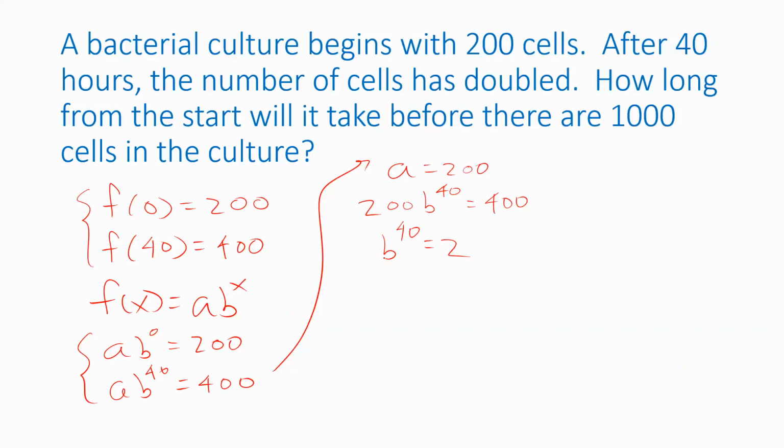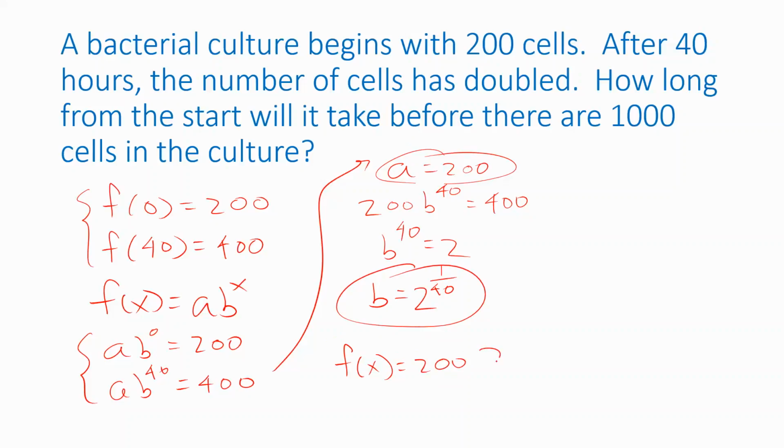And then I want to isolate b. If I want to undo a 40th power, I do that with a 40th root, or equivalently a 1 over 40 power. So I do that to both sides, and I get 2 to the 1 over 40. Now I have a and b, so I can write down a formula for my exponential function. F of x is a times b raised to the x.